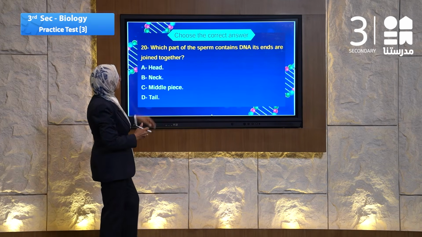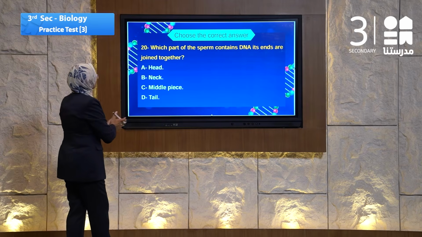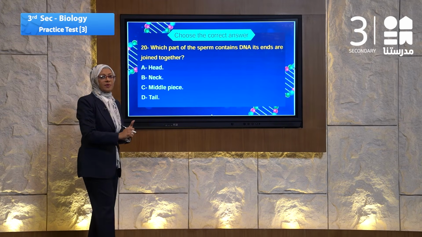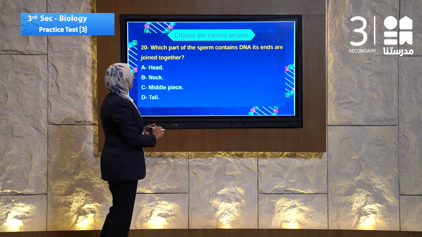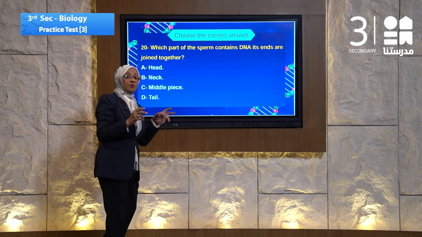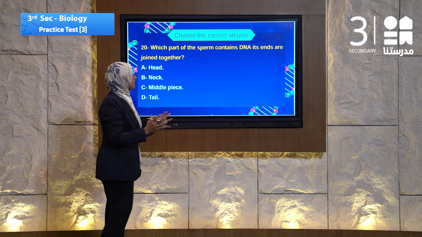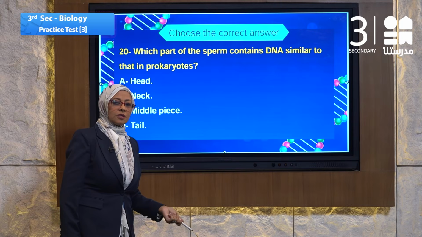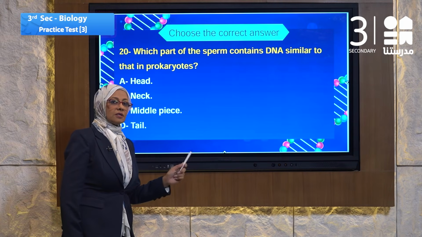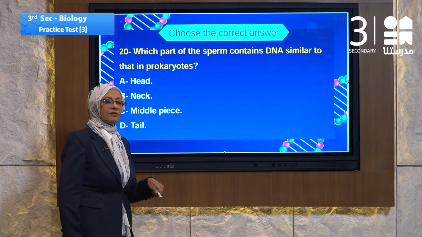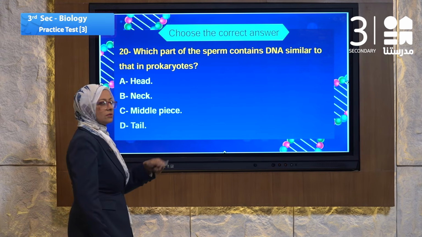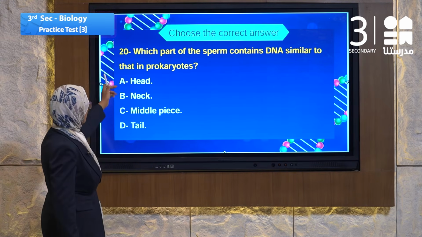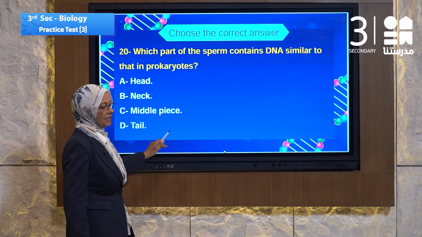So let's go to question number 20. Question number 20 speaks about the sperm. Sperm reproduction again, but here it will link between the sperm and DNA. Which part of the sperm contains DNA similar to that in prokaryotes? DNA is found in the sperm in 2 parts. The first one is inside the head and the other is found in, let's read the choices first: head, neck, middle piece, and tail.